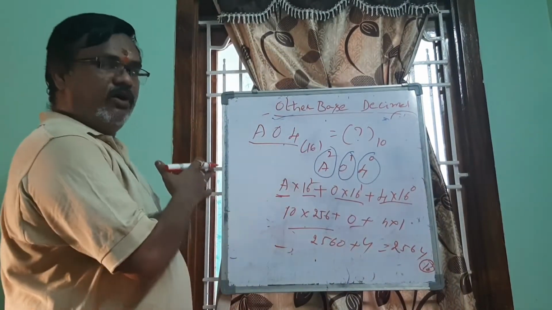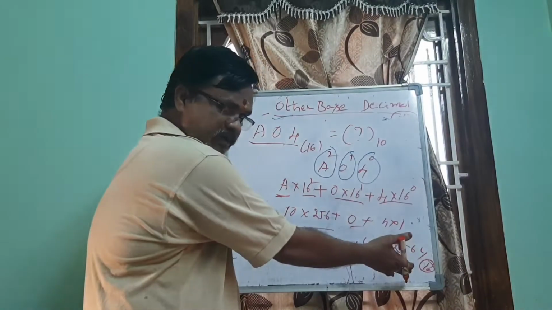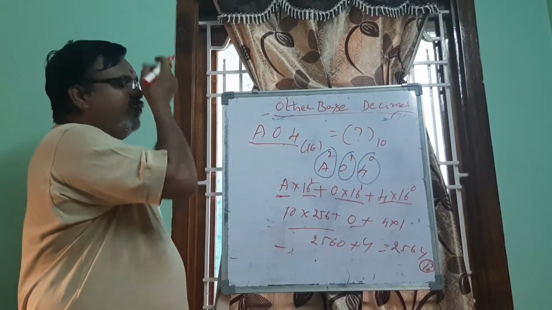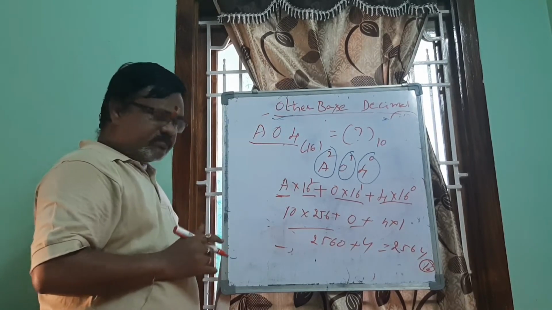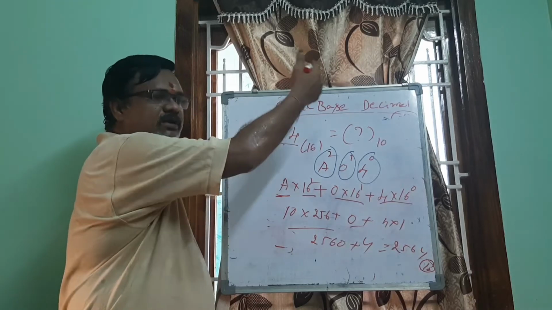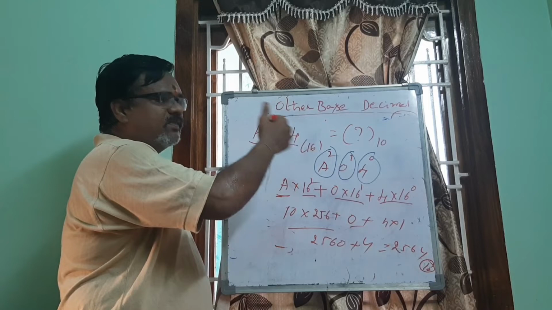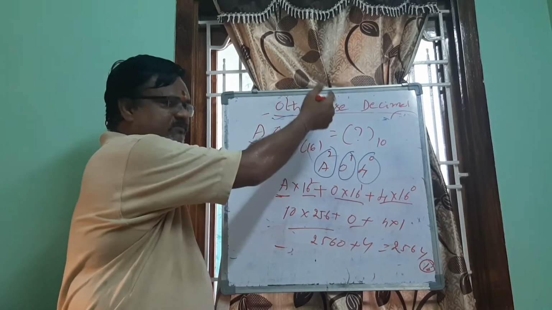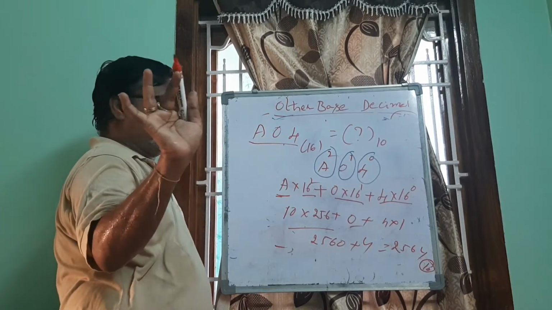Okay, this is the way you convert a hexadecimal number to a decimal number. So now we have covered two ways of conversions. One is converting any decimal number to binary, octal or hexa. There we divide the given decimal number by the base of the target number system. So there we followed division.